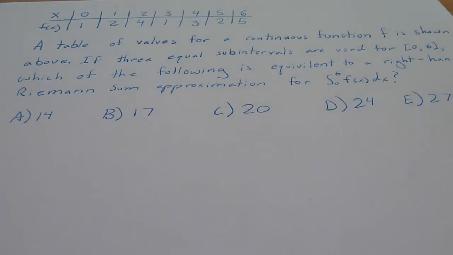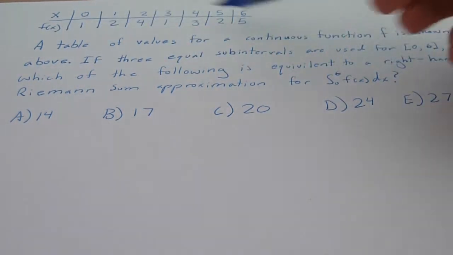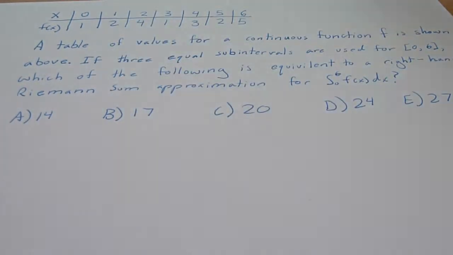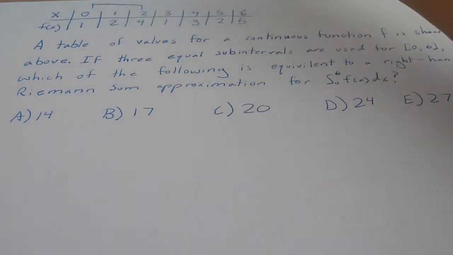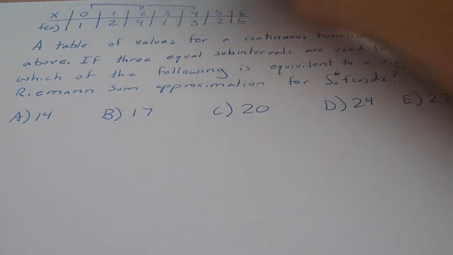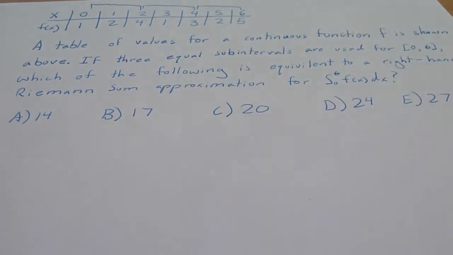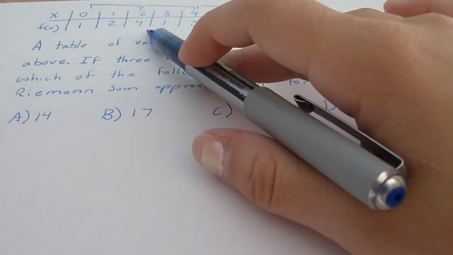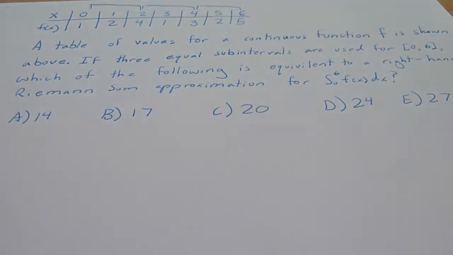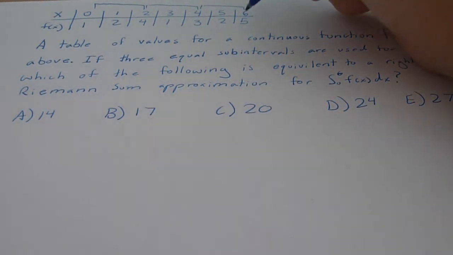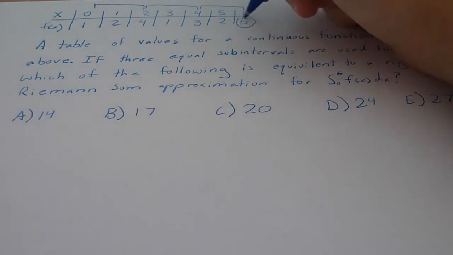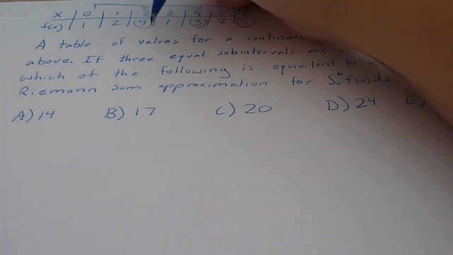Okay, so we notice that it says 3 equal subintervals, and yet we're given data points from 0 to 6. So if we want to make 3 equal subintervals, we're going to use every other one. And it says a right-hand Riemann sum, so we are going to use the right points. In this case, that would be 5, 3, and 4.